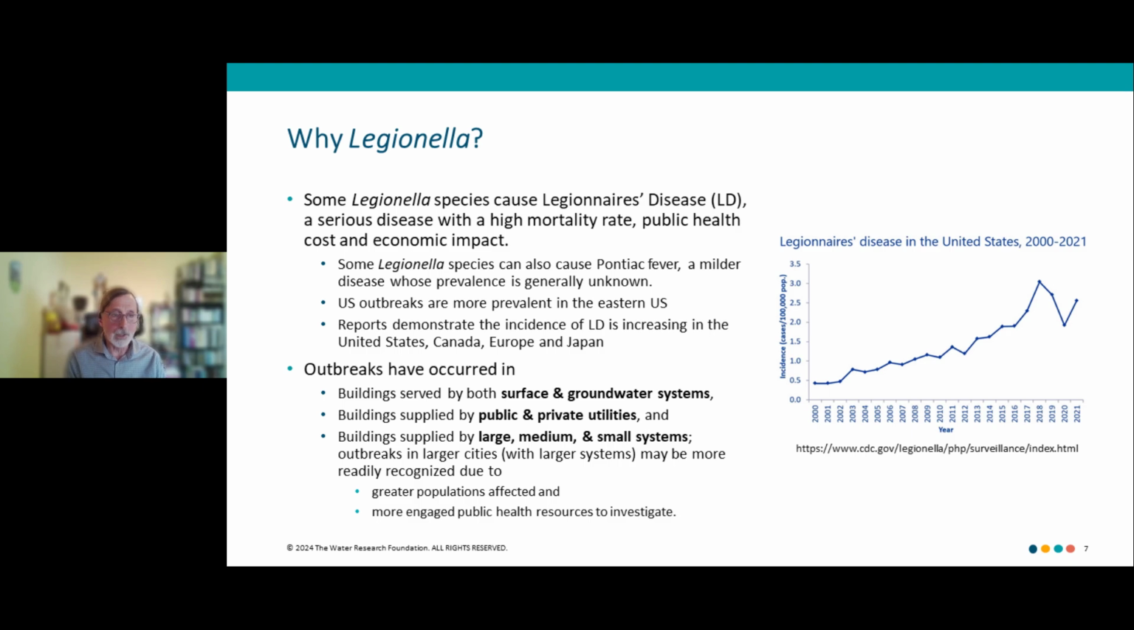Legionella is important because it causes Legionella or Legionnaires disease, which is a serious disease with a high mortality rate. There's a big public health cost and impact. Some Legionella species also cause Pontiac fever. It's a milder disease. Generally, the prevalence of that isn't known. Outbreaks are more prevalent in the eastern U.S., but you'll see in other information that we present that the bacteria are elsewhere. Outbreaks have occurred in surface water and groundwater systems, public and private utilities, large, small, and medium systems, i.e. everybody is impacted by this.